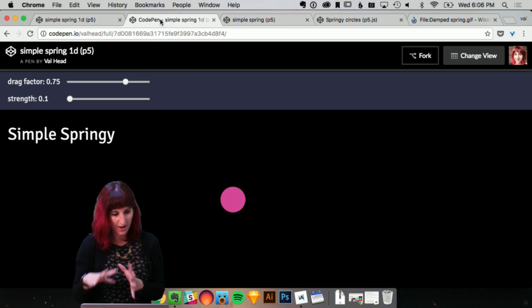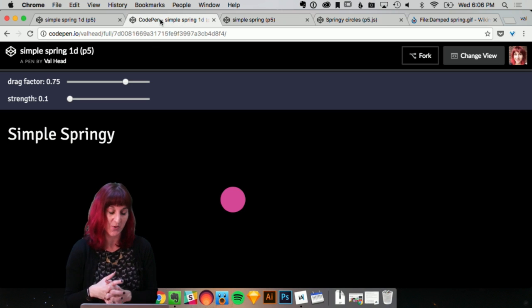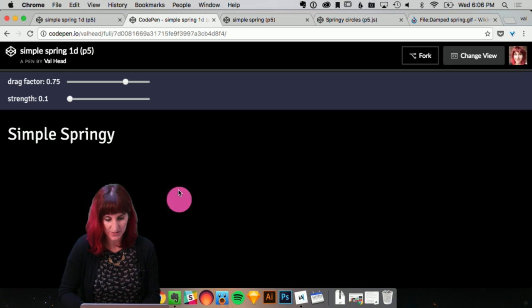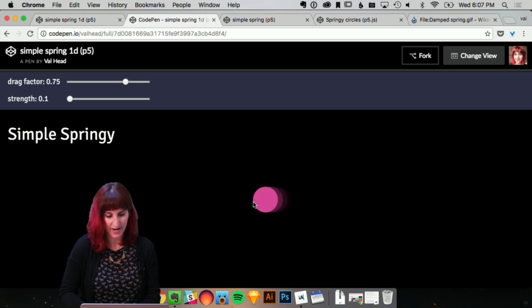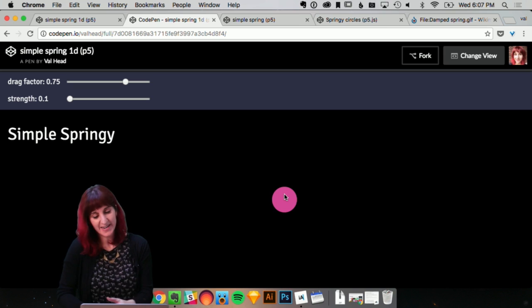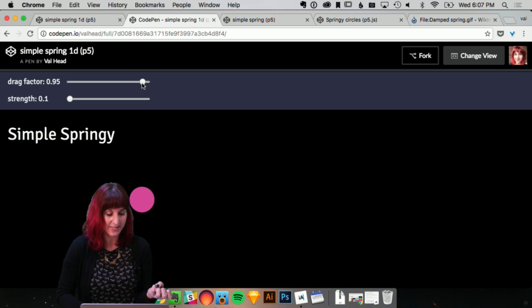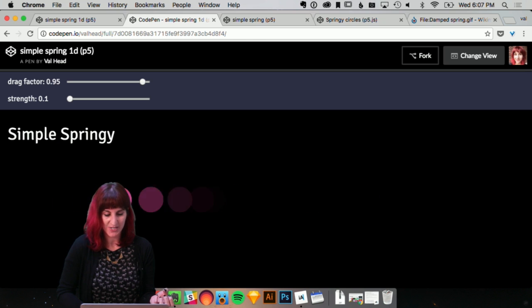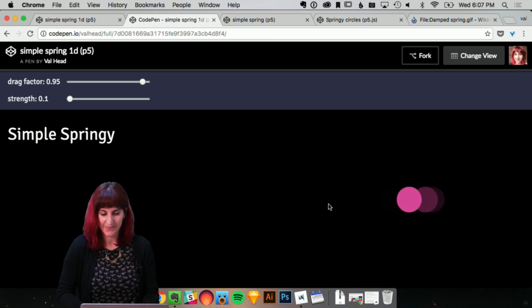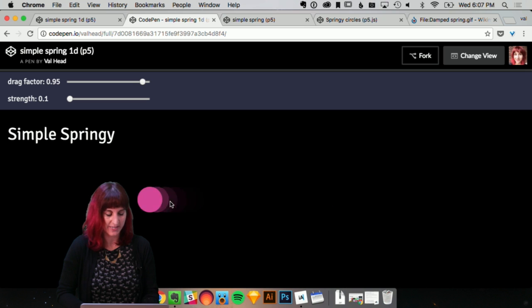To show you a little bit how the drag and the strength factors work together, I made this little pen. So this is the one that we were just looking at with our drag factor of 0.75 and our strength of 0.1. It's kind of soft, springy. If we raise that drag even more, so we take less away from the velocity every time, we get a very much more springy spring. This one will make you dizzy.